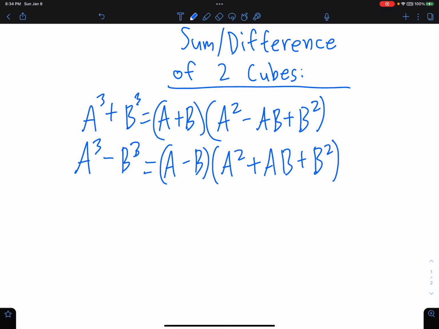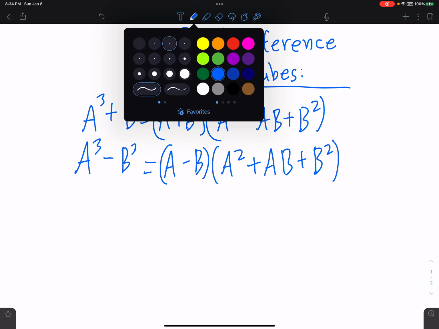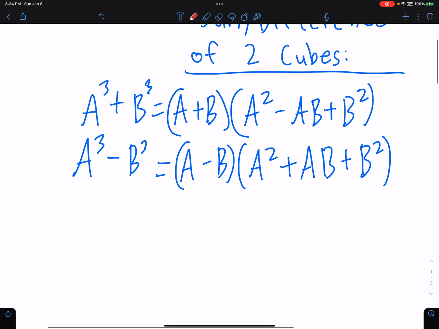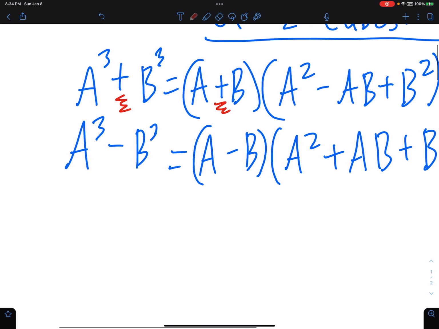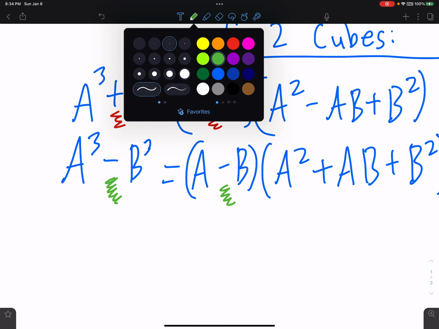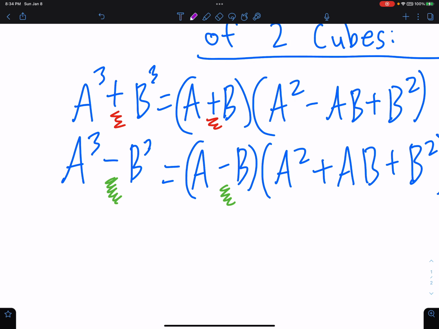Okay? Now note that this sign right over here and this sign right over here is the same. Similarly with this, the sign here is the same as the sign here. And then notice how the sign here will be the opposite of the sign here, and it's the same here.